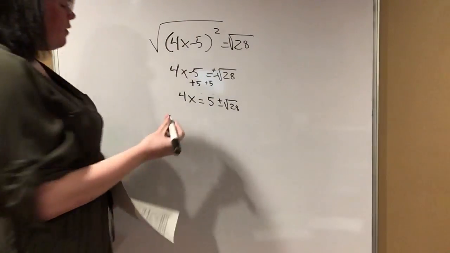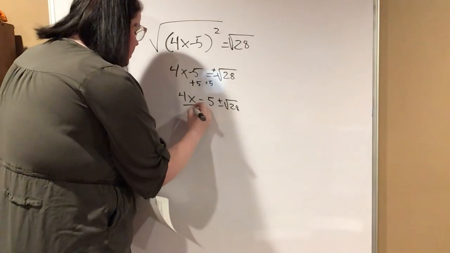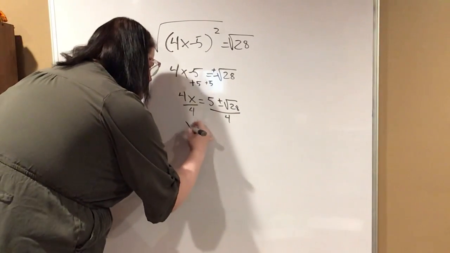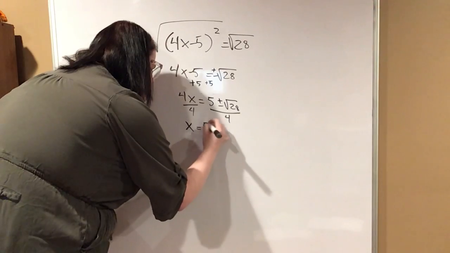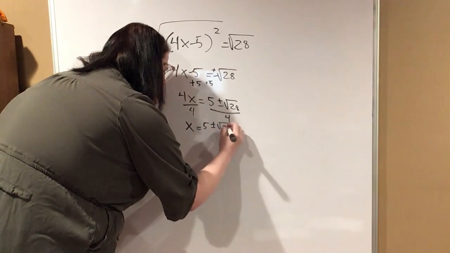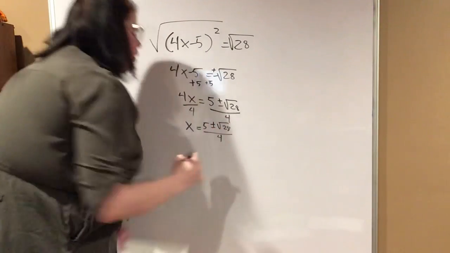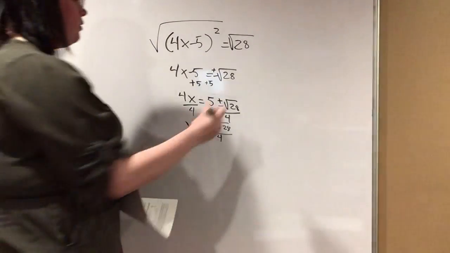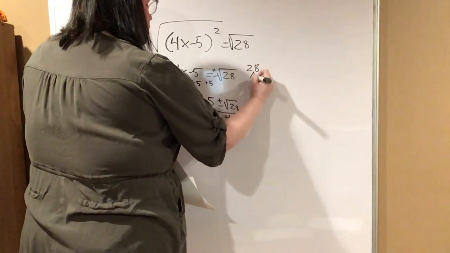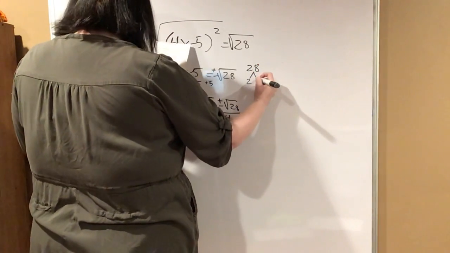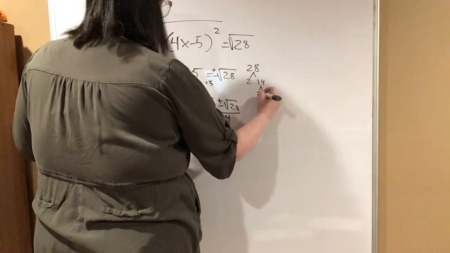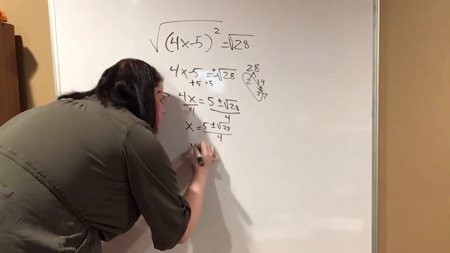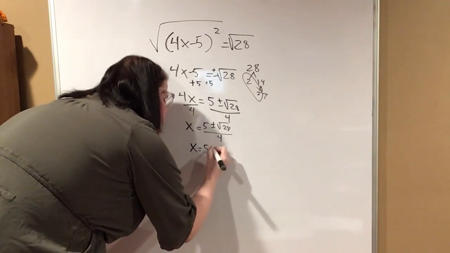Okay? Then we divide everything by 4. So now we have something that looks like this: 5 plus or minus the square root of 28 over 4. Well, we can keep simplifying the 28 because we can split it into 2 and 14 and 2 and 7. So here's my pair. So now the actual answer is x equals 5.